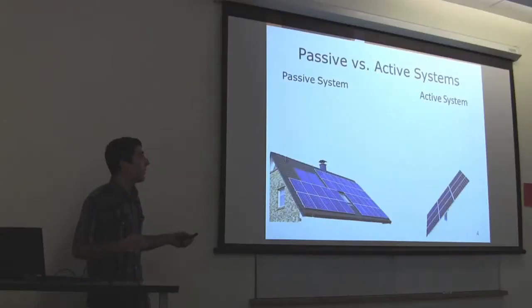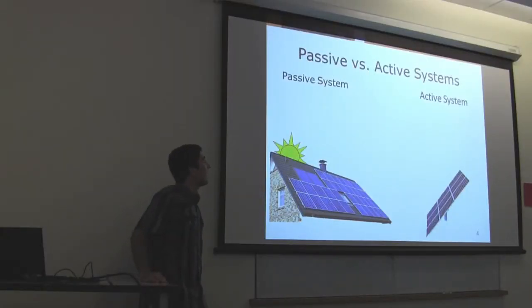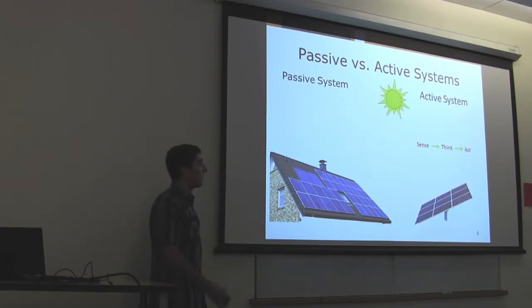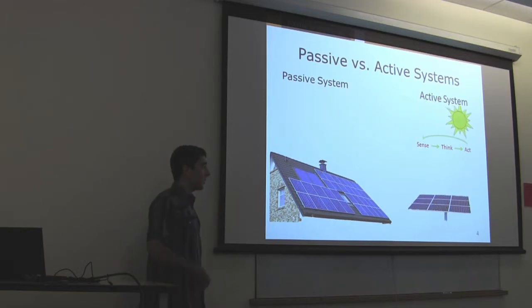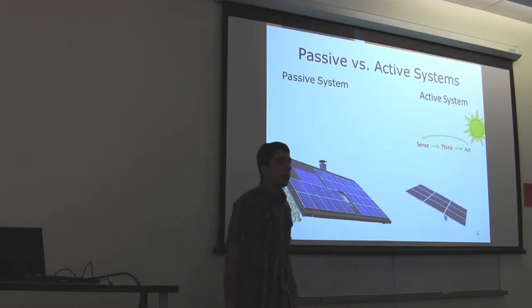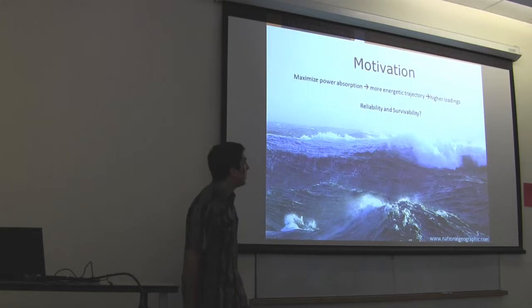Before I begin, I just want to differentiate what I mean by a passive versus an active system. In a passive system, as you can see, the parameters are set beforehand, whereas an active system senses, thinks, and responds to its environment to maximize some kind of performance measure.